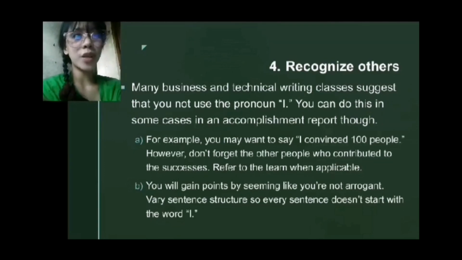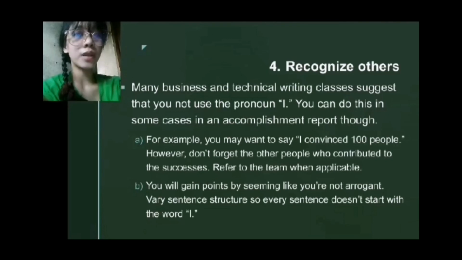Many business and technical writing classes suggest that you not use the pronoun I. We don't have to use the pronoun I, though you can do this in some cases in an accomplishment report. Example, letter A, you may want to say, I convinced 100 people. However, don't forget the other people who contributed to the success. Refer to the team when applicable. In this example, we don't have to use I. This is not effective language.